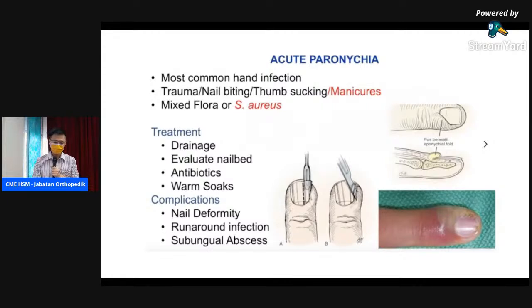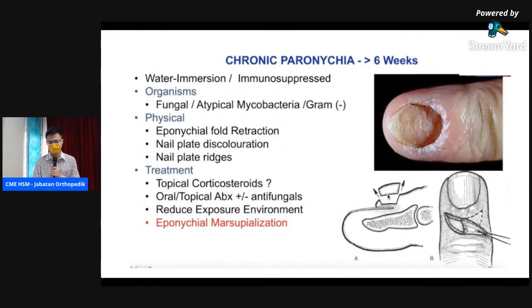Complications from acute paronychia can be nail deformity because of injury to the nail bed, a runaround infection, which means the infection goes around the eponychium and hyponychium, all around, and a subungual abscess. It can cause an abscess if not treated well. If it is more than 6 weeks, then it is chronic paronychia. It is not always untreated or undertreated acute paronychia which has become chronic.